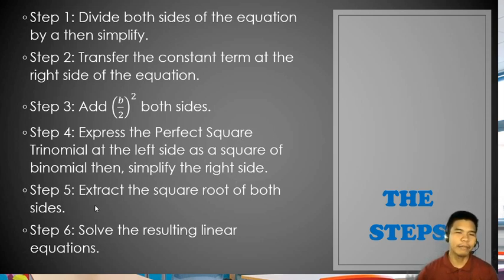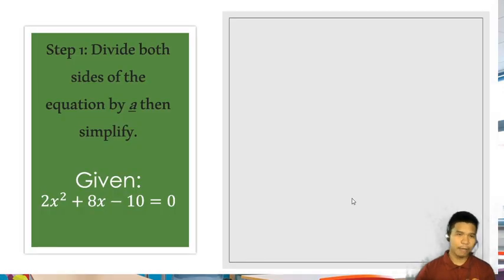And then step 5, extract the square root of both sides. And then step 6, solve the resulting linear equations. Okay, let us start with a particular given example. We are given here 2x squared plus 8x minus 10 equal to 0. So sabi dito, divide both sides of the equation by a, then simplify. So kapag walang a, proceed tayo sa step 2.